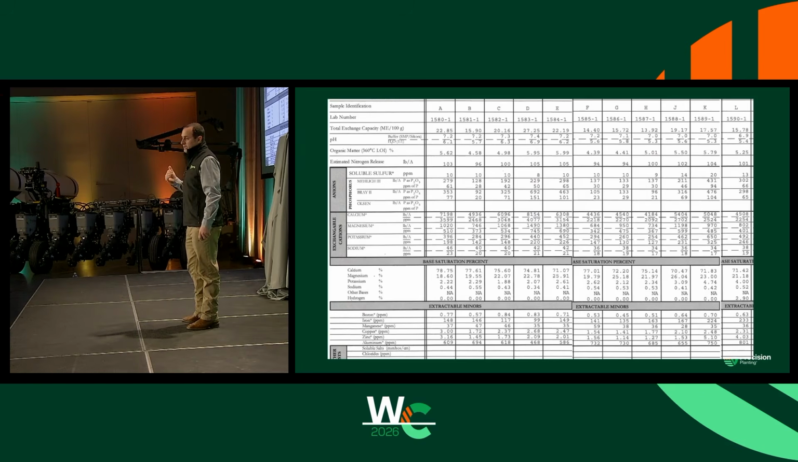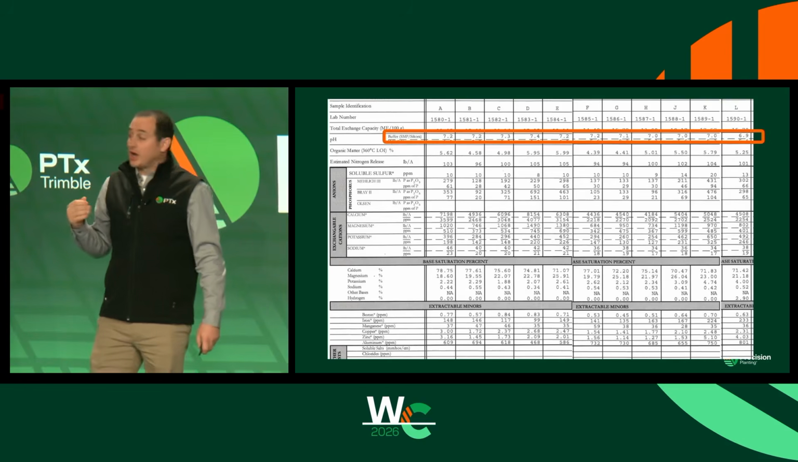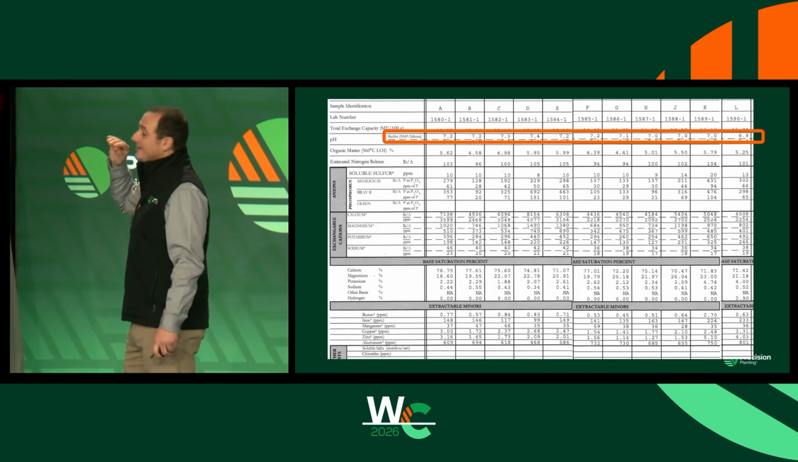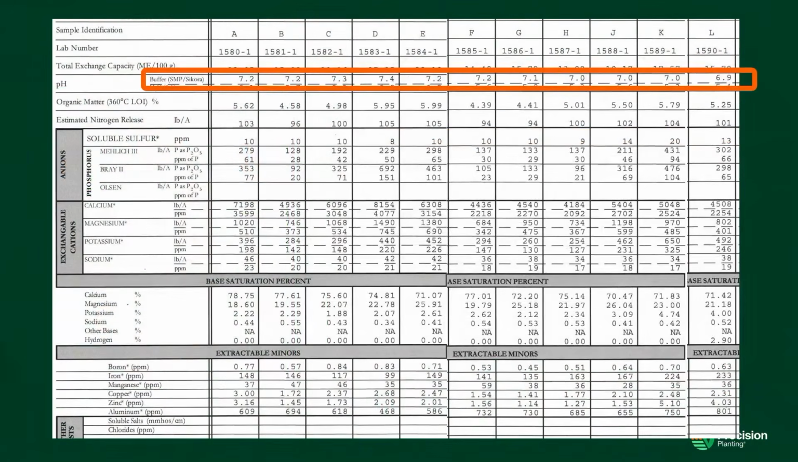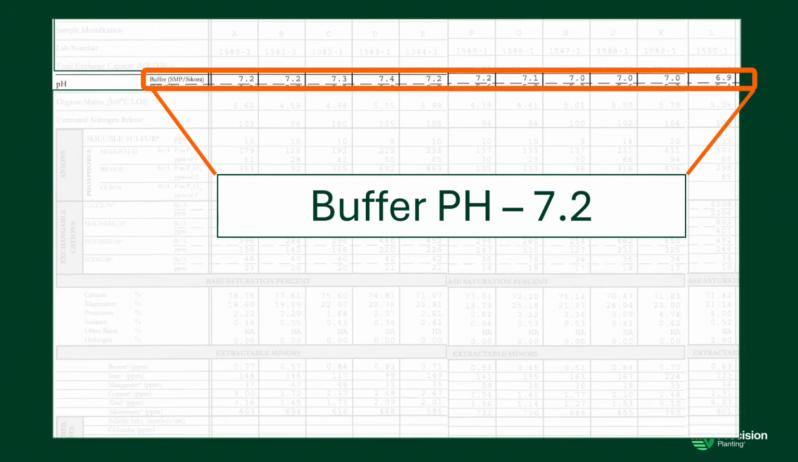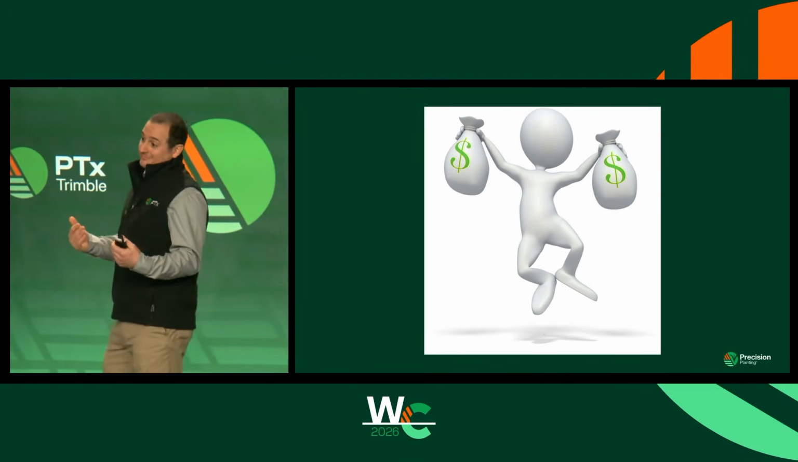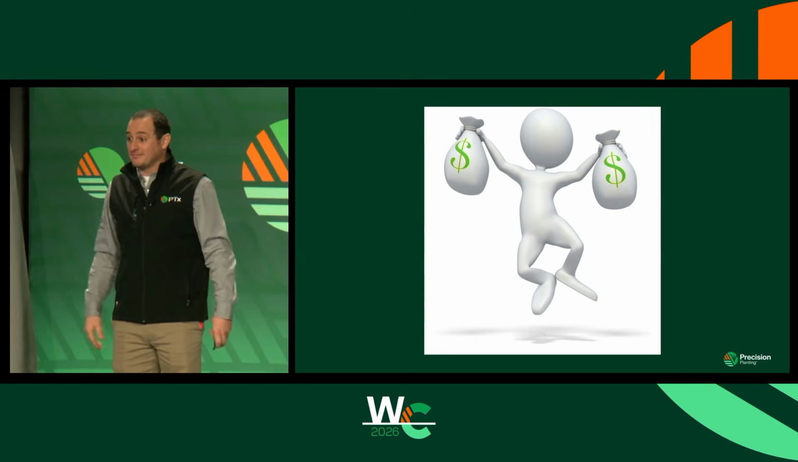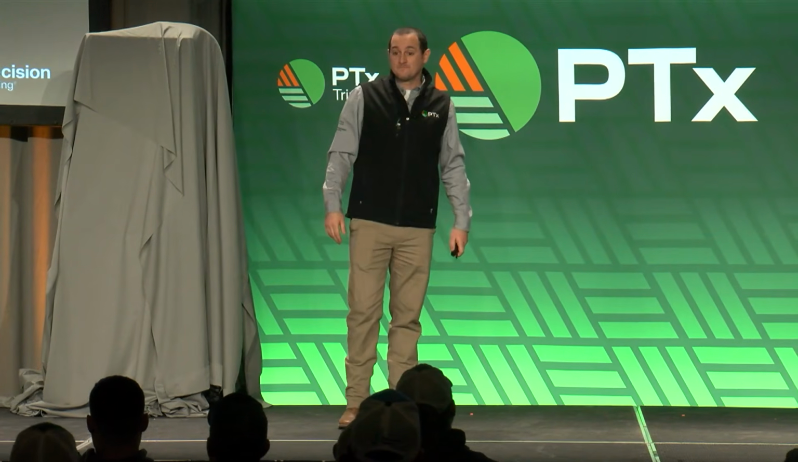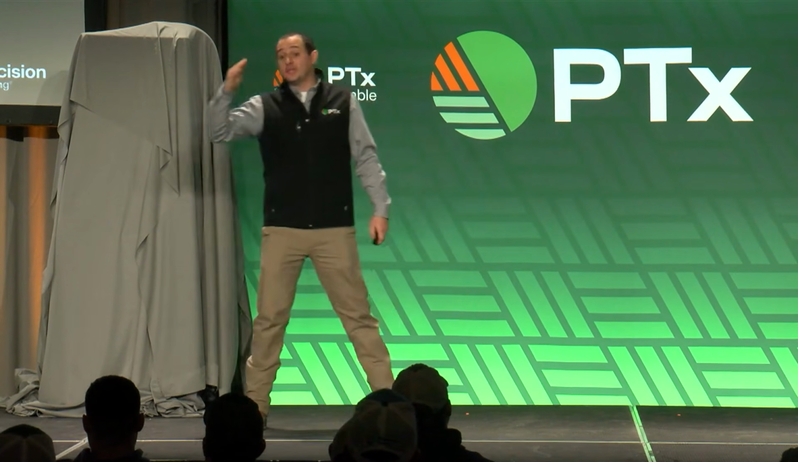And where did our pHs come back? Our buffer pHs were like, sweet. And the guy comes back and he's like, it looks good. You don't need lime. And we're like, after 10 years of no lime, we still don't need lime. That's what it shows. Perfect. So field average, 7.2. And we took that as a win, right? We don't have to put on lime. And we didn't.